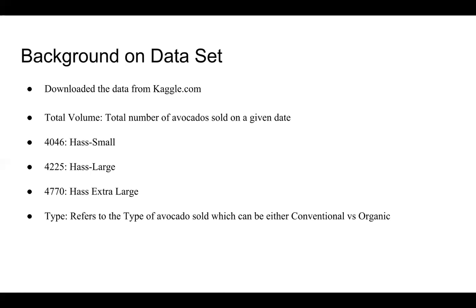The type refers to the type of avocado sold, which can be either conventional or organic. The main difference between these two are the pesticides used, GMOs, and the cost. Organic avocados only use natural pesticides, while conventional uses synthetic pesticides. Also, GMOs, or genetically modified crops, are not allowed in the growing of organic avocados, but they are allowed in the growing of conventional avocados. Finally, organic avocados usually cost more.